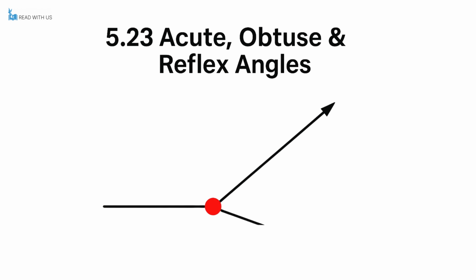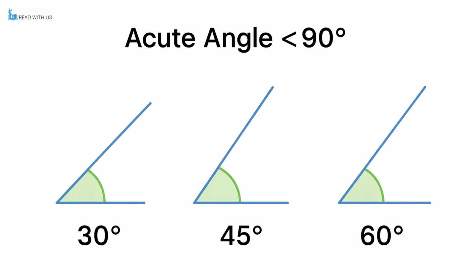In this lesson, we're going to learn about acute, obtuse, and reflex angles. So first, what is an angle? An angle is formed when two rays meet at a point called the vertex. The size of the angle depends on how far one ray is turned from the other.